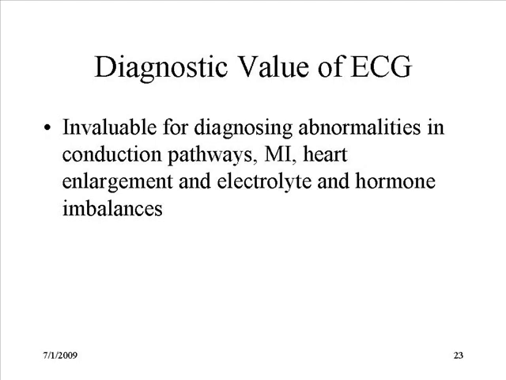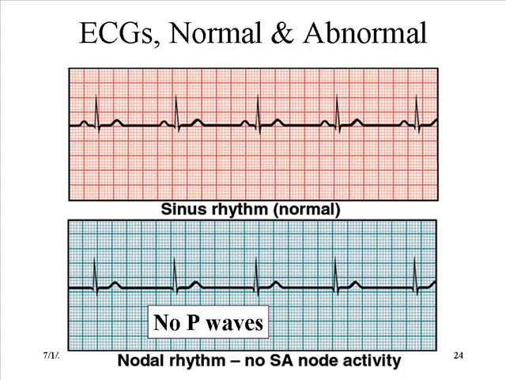It can also indicate electrolyte or hormone imbalances. If you have an elevated T wave, it may indicate a hyperkalemia, or a high level of potassium. So there's a lot that you can see with an EKG. It's very good at diagnosing these different types of abnormalities. Myocardial infarctions, for instance, are another type of abnormality that can typically be seen in an EKG.